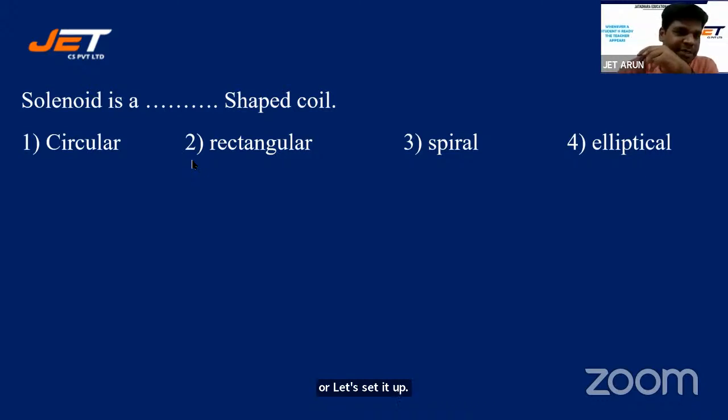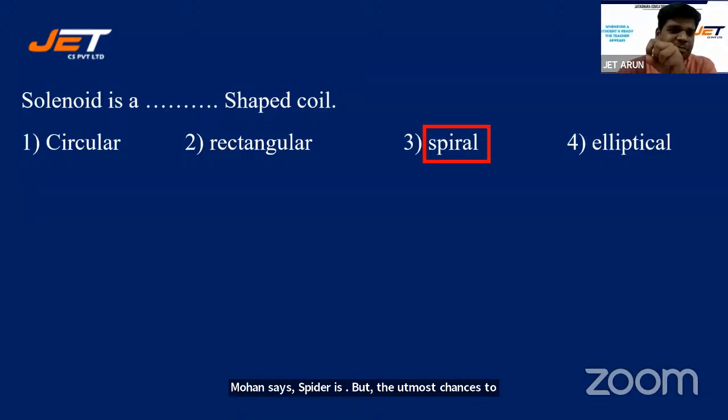All right, Riya says spiral, Bhavana says spiral, Jessica says spiral. Okay, good. Mohan says spiral. Okay. Let's look at the key. Spiral is correct, students. Good. Almost consistent response, but there were wrong answers as well. Please correct yourself. All right. Let's go for the next one.